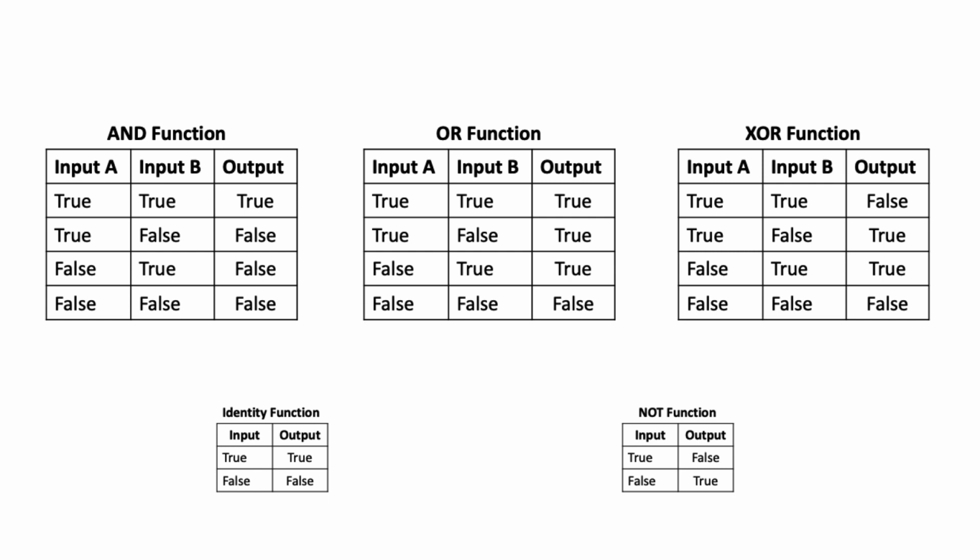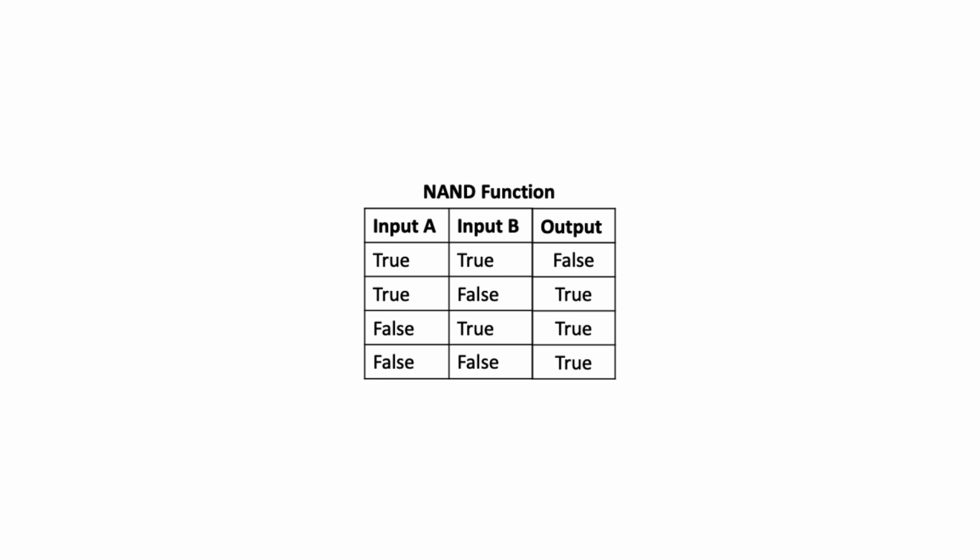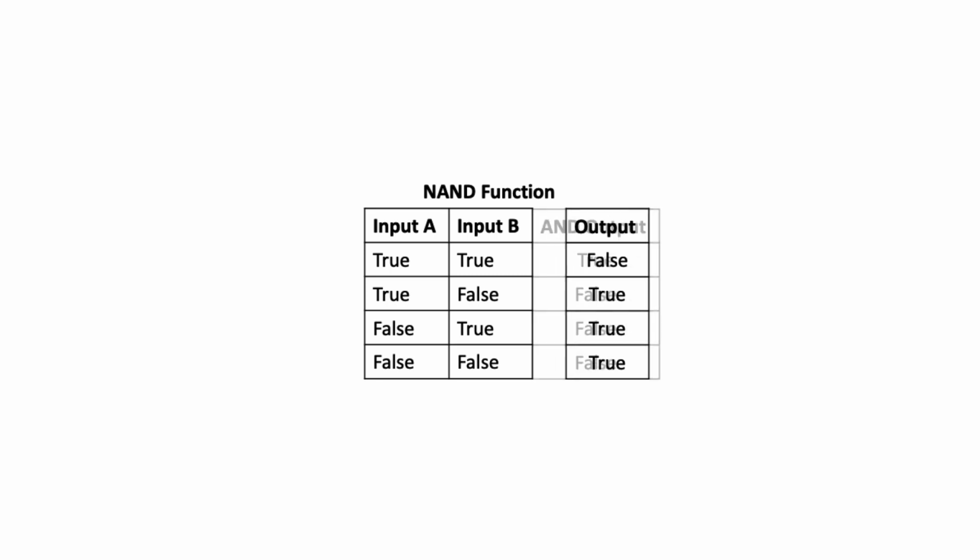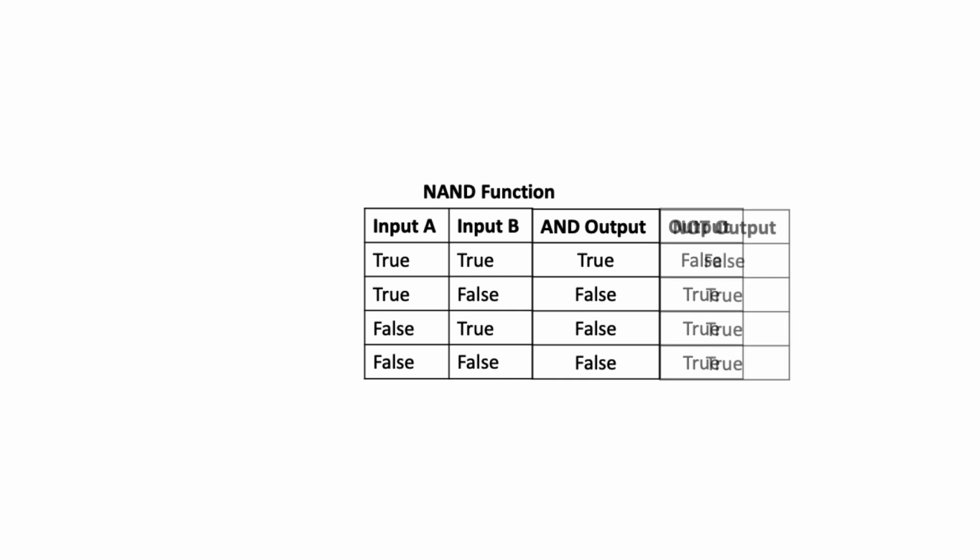We can also combine operators to create compound Boolean operators. The NAND operator is a good example of a compound operator, which is composed of the AND operator followed by the NOT operator. As we mentioned, the NAND operator is the foundation of digital computation, which means we can build all other Boolean operators using the NAND function.